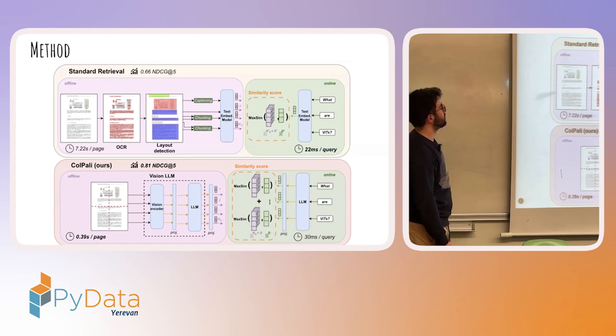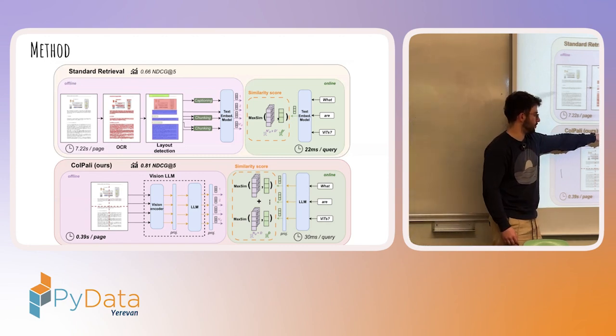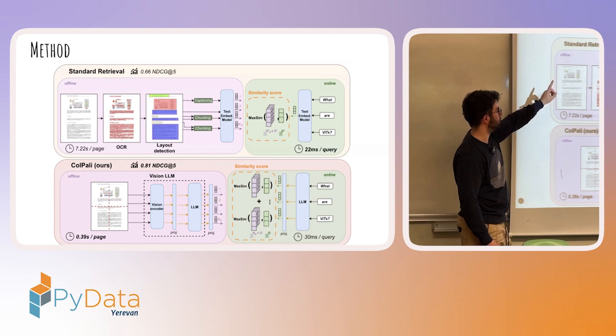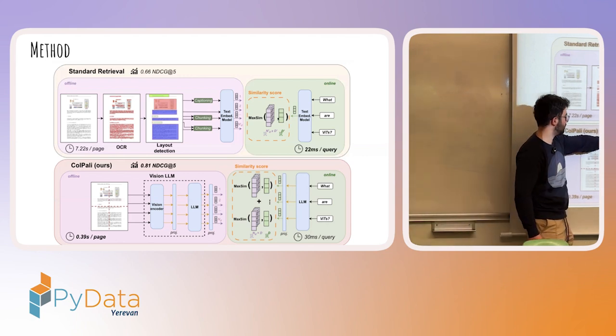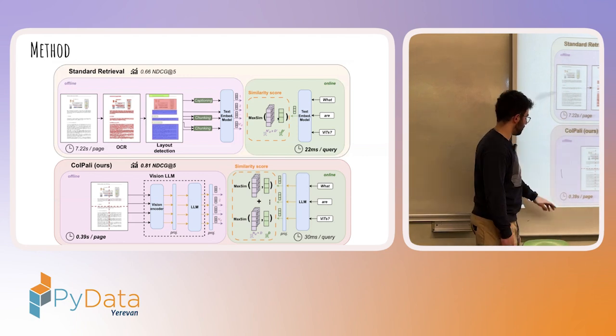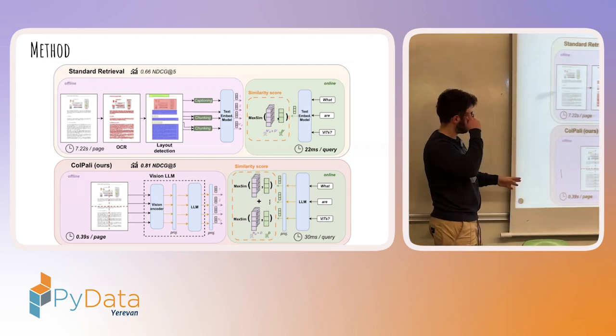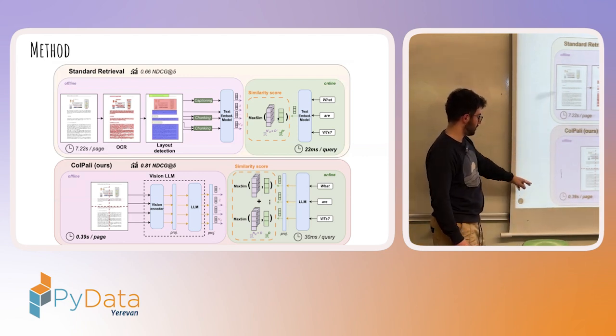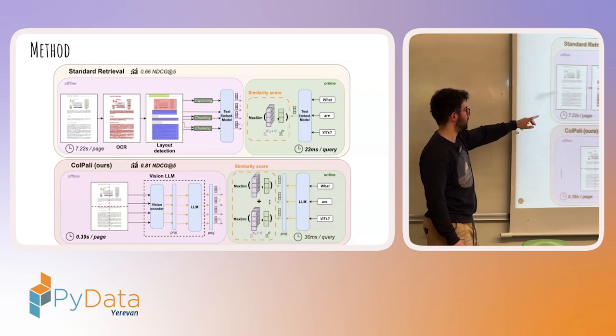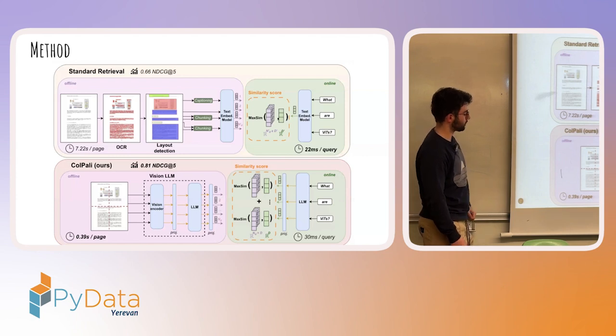And the good thing is that this NDCG, which is a metric, gets quite a higher score compared to the standard retrieval. And also, the per-page processing throughput is quite fast: 0.39 seconds for a single page and around 7 seconds for the standard retrieval calculations.